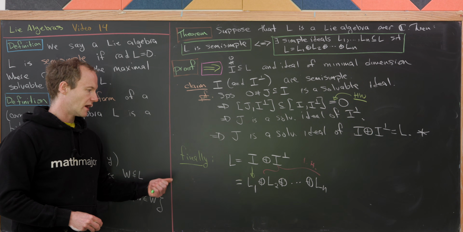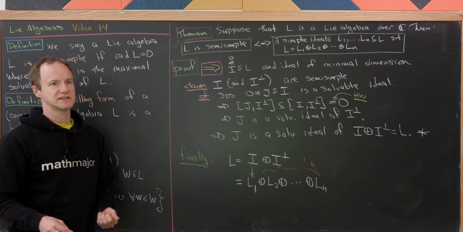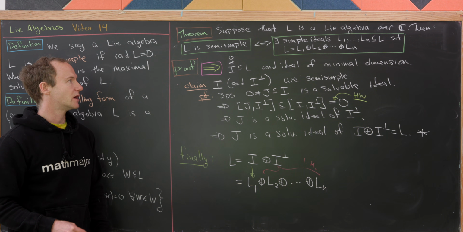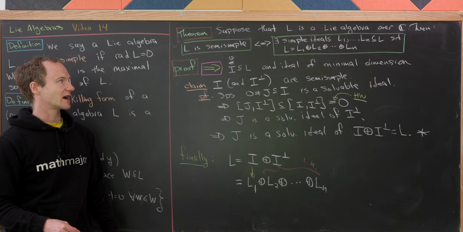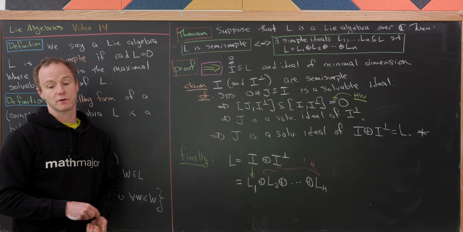But now, like I said, L1 was simple, and then L2 through Ln are going to be simple by the induction hypothesis, meaning that we have decomposed L into a direct sum of simple ideals as needed. Now let's look at this reverse direction.